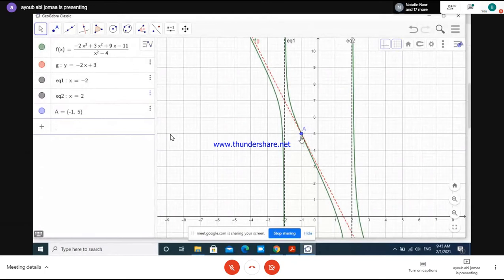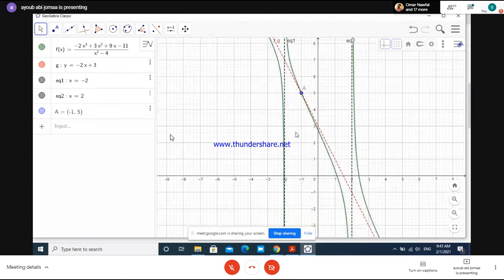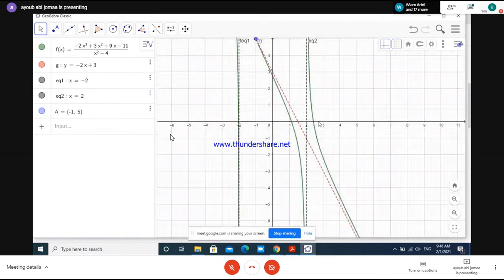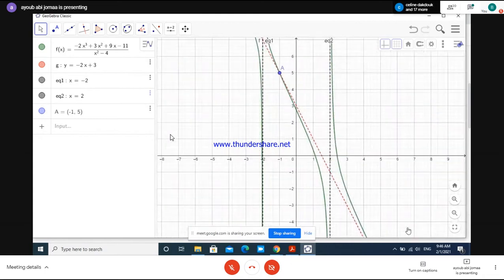Okay? Right. And then, between negative 1 and 2, according to our table, the curve is below. Between x equal negative 1 and 2, as you can see here, the graph, the green one, is under the line. And the last part, when x is between 2 and infinity, the curve is above the line. As you can see here, the curve, the green one, is above the line. Okay?